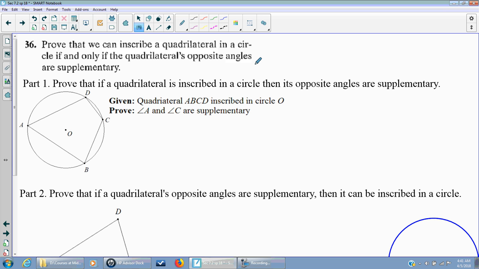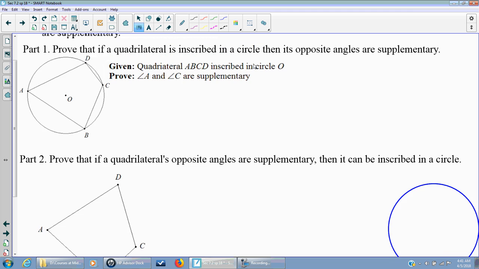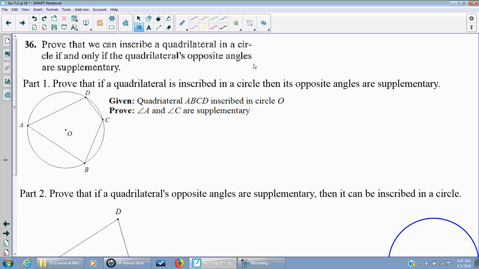One direction is we want to prove that if a quadrilateral is inscribed in a circle, then its opposite angles are supplementary. That's the easy part. And the other part is we want to prove that if a quadrilateral's opposite angles are supplementary, then it can be inscribed in a circle. I'm going to prove these, and I may leave out a step or two, but I'll put in all of the important things.